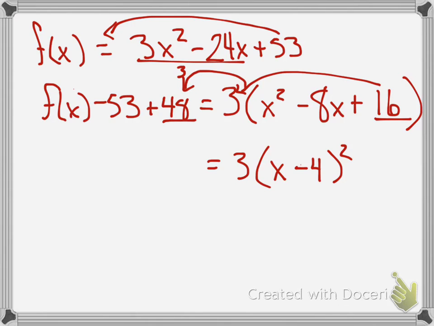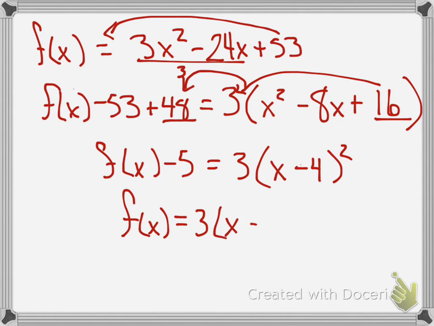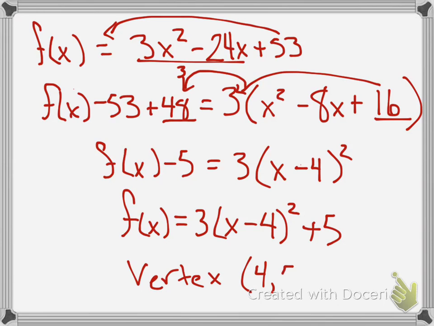And I combine the negative 53 with the 48, and I will get negative 5, which will move to the other side to give me 3 parentheses (x minus 4) squared plus 5. Now you can see this looks very similar to stuff that we just did. And you've got this vertex, which is (positive 4, positive 5), and then it would go where it goes. And that's it. Let's do one more example, and then I'm done.